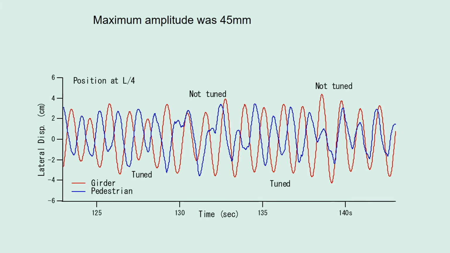This shows the lateral displacement at the peak of the vibration, where the maximum amplitude is 45 millimeters. As you can see, the two lines are tuned and not tuned in turn. This means the pedestrian partially synchronized to the girder.